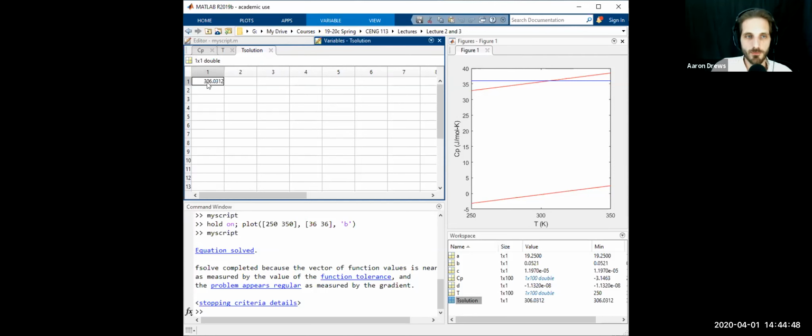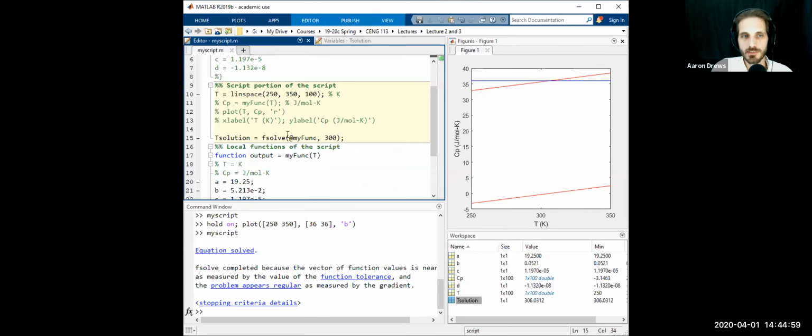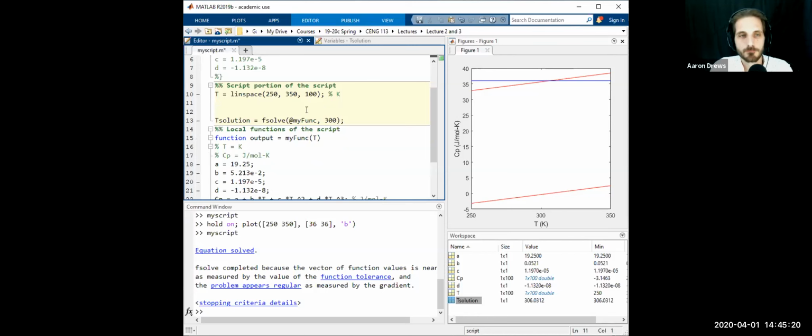We have now found that the temperature at which the heat capacity, in our case for methane, is exactly equal to 36 joules per mole per Kelvin, is about 306 degrees Kelvin. And I say about because it's a numerical approximation, right? It's getting pretty darn close to that value, but it's not dead on. There's a little bit of noise in there, but it's usually accurate to like 1 part in a billion or something like that, which is close enough for everything that we would be worried about.